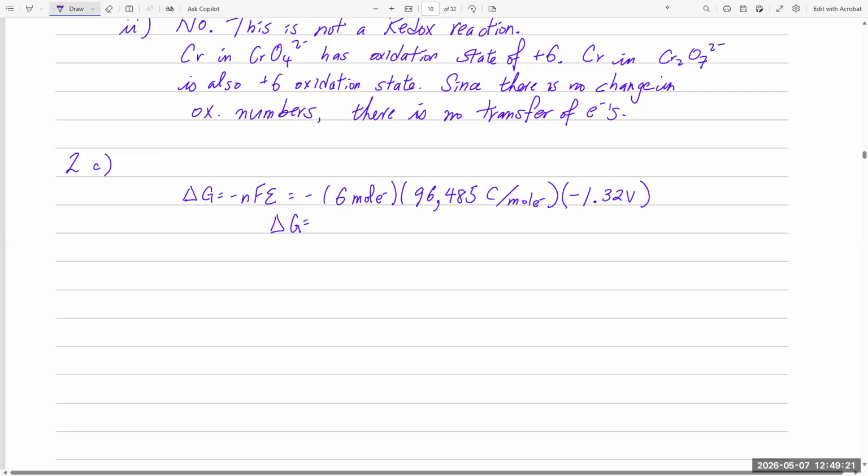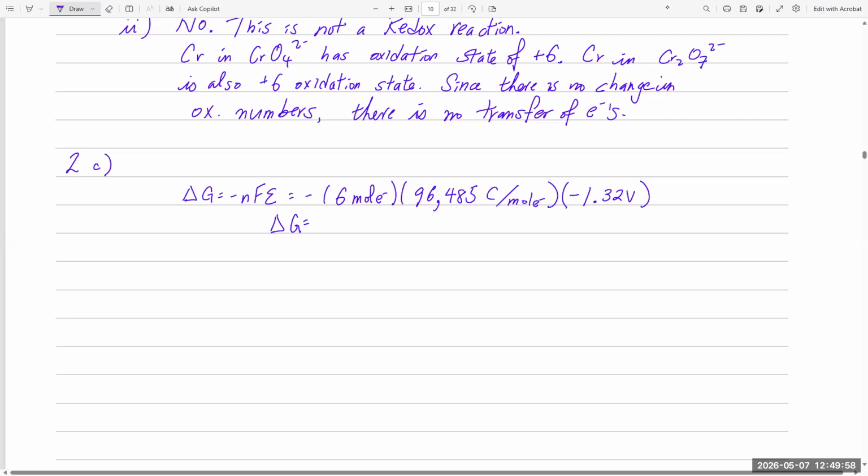And let me grab a calculator here. And I get a positive. This does not look right. Yeah, because I mistyped. Okay, hold on. 6 times 96,485 times 1.32. That's better. All right, so what happens? You got a negative value for your potential, and you got a negative on the equation. So therefore, the total value is going to be positive, right?